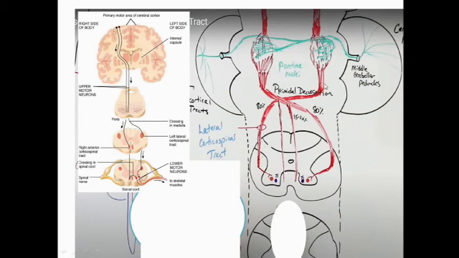Okay, now the tract which crosses to the opposite side is called the lateral corticospinal tract, and the one at the same side is called the anterior corticospinal tract, because they occupy the anterior portion of the white matter of the spinal cord, and the lateral corticospinal tract because they occupy the lateral portion in the white matter. So anterior corticospinal tract, lateral corticospinal tract is from the opposite side.